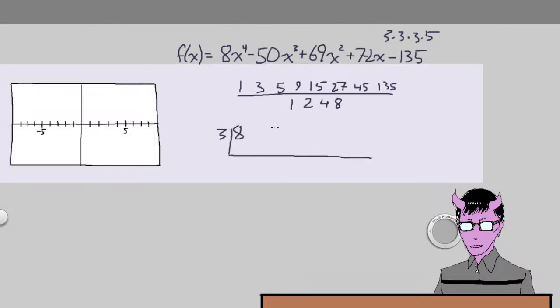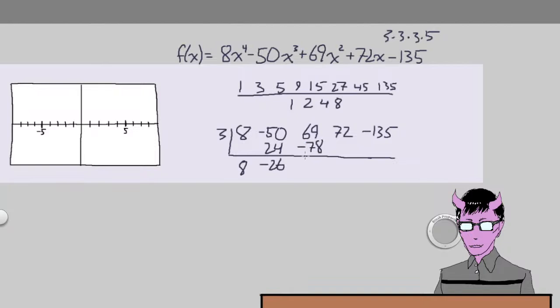So let's extract the coefficients, making sure all terms are present and accounted for. 4, 3, 2, 1, 0. Perfect. Negative 50. Let's make sure I copy the signs correctly. It's positive 69. Nice. Then we have positive 72. Negative 135. Okay. Let's drop that. Product. Sum. Product. What is that? Negative 75 minus 3 is negative 78.